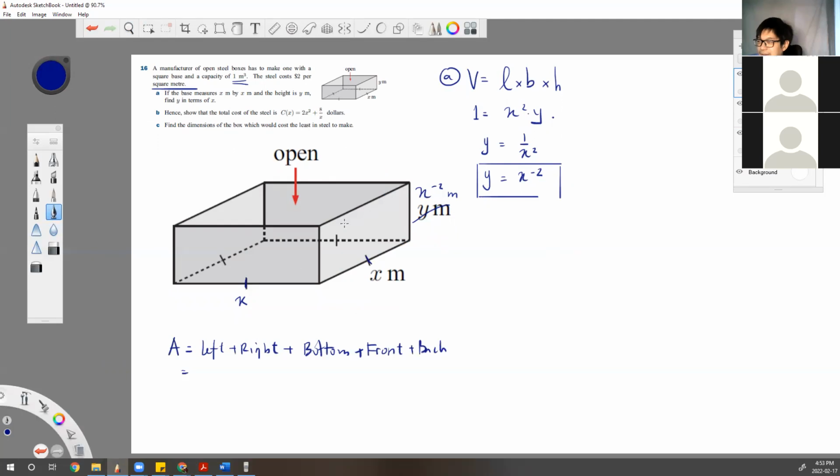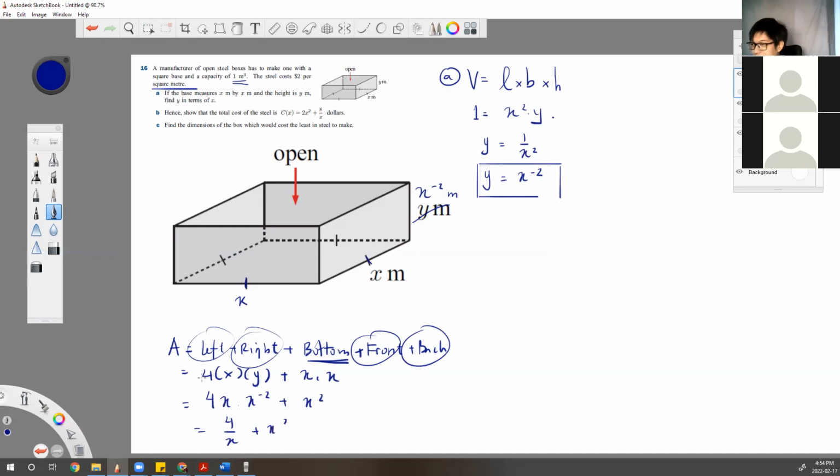Left and right, front and back are equal because x times y. So 4 times x times y plus the bottom, right? So this is equal: xy, xy, xy, xy plus the bottom, which is x squared, x times x. y is already x times 2, so 4x times x to the power negative 2 plus x squared. So it has to be 4 over x. Yes? For the A, yep.